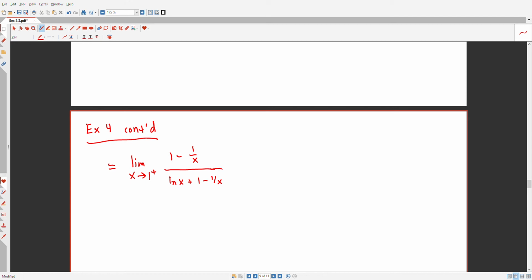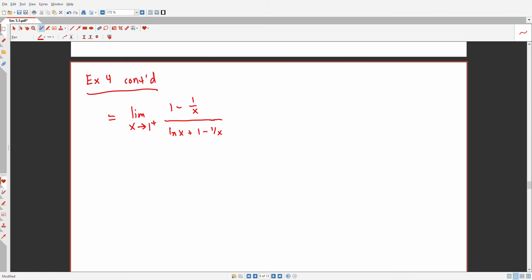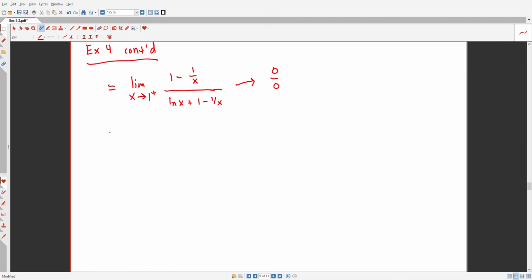All right, we'll see if I get stuck on this example. But right now, when I plug in x equals 1, I appear to get 0 over 0. So maybe I can use L'Hopital's rule again. And when I do that, the derivative of the top is 1 over x squared, and the derivative of the denominator, well, the derivative of natural log is 1 over x, and the derivative of minus 1 over x is 1 over x squared. And this looks a lot better because when I plug in x equals 1, I get 1 over 1 plus 1. I get 1/2.